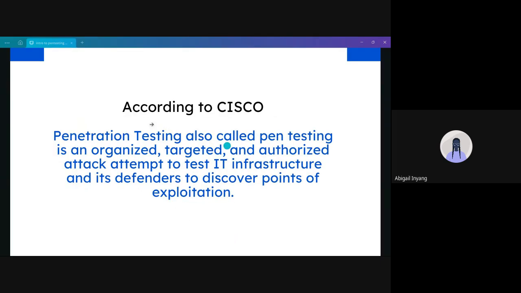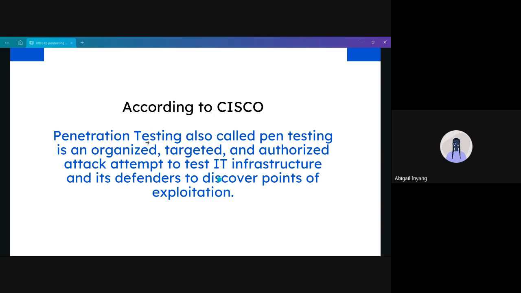So Cisco, which is a well-known cybersecurity organization, defines pen testing as an organized, targeted, and authorized attack attempt to test IT infrastructures and their defenders to discover points of exploitation, like we've already said. So your role as a pen tester, you're carrying out these things with an authorization that has been given to you. We see pen testing is organized, it's targeted, it's also authorized.